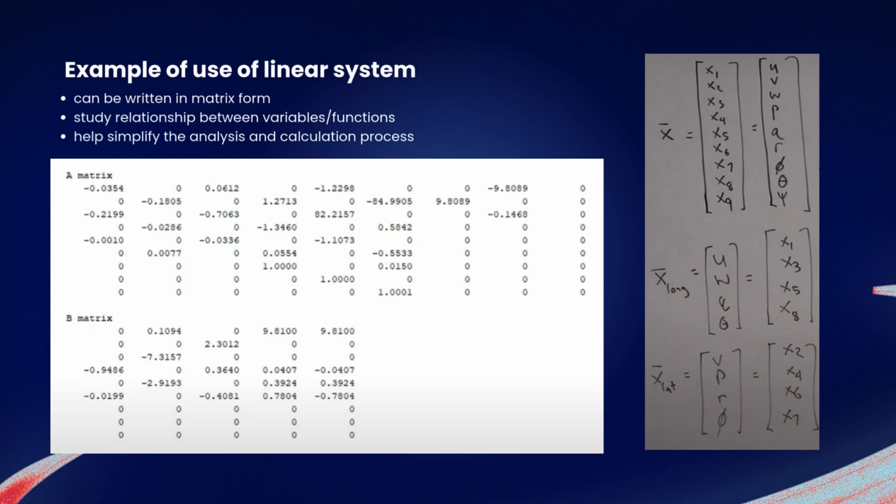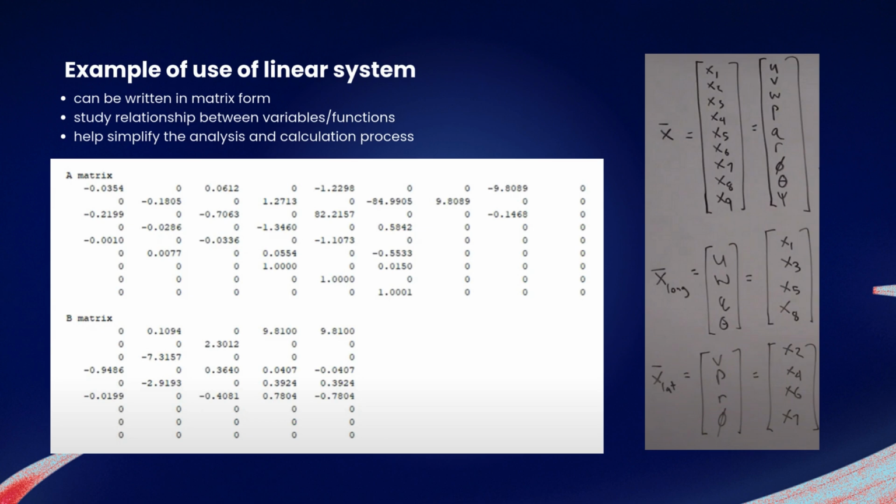So what we can do is we write it in matrix form, so we convert the linear system into matrix form, and then we can say, okay, let's say all this is zero, and then we compare with the variables and see which parts affect each other or not. So this can help us simplify the calculation and analysis.